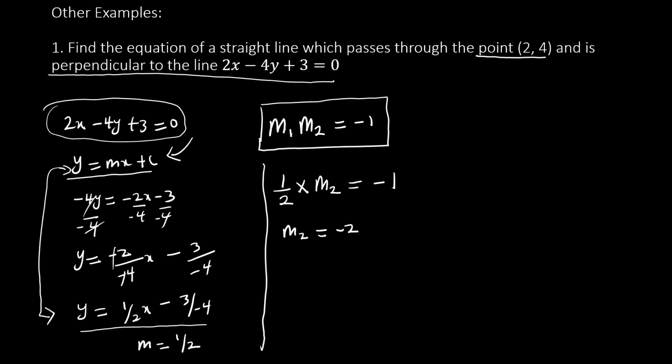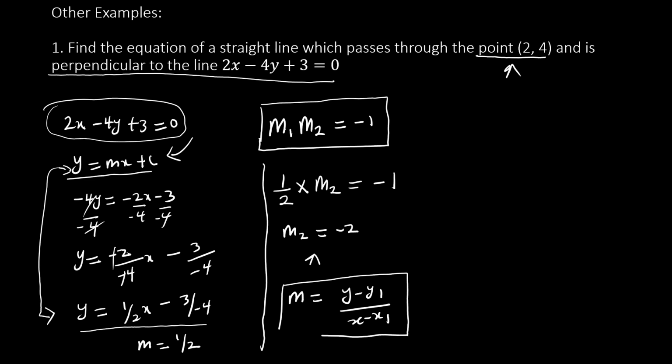Therefore, the slope of the line we are looking for is minus 2. Take note, we have gotten two things here. We have a point and a gradient. Now we are going to use the formula for one point and one gradient, which is m equal to y minus y1 over x minus x1. This was the second equation of a straight line that we looked at. To apply this formula, we have m equal to negative 2 equal to y minus y1, where y1 is 4, over x minus x1, which is 2.